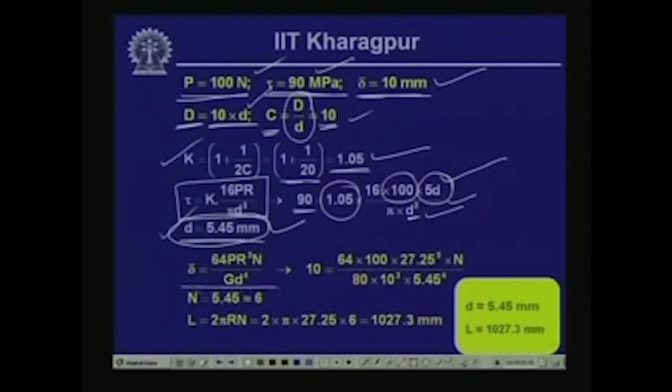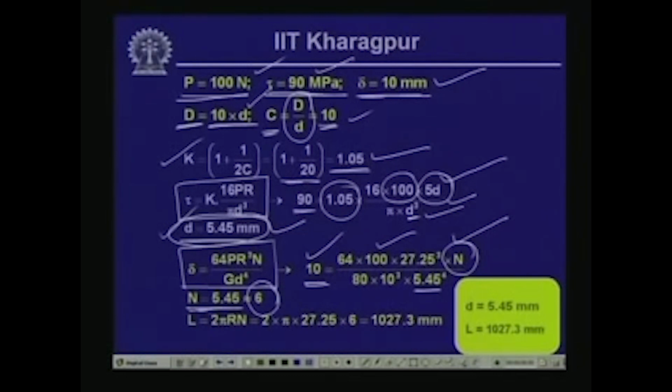Now, from the expression of the deflection, delta is equal to 16 PR cube n by G d to the power 4. If we limit the deflection to 10 millimeter, and since all other parameters are known except the number of turns n, we can compute the value of n, and n comes out as 5.45 from this expression for the diameter of the wire as 5.45 millimeter.